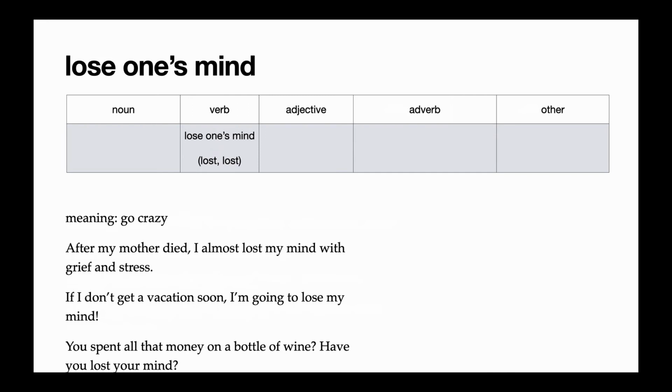Or in the last example, you spend all that money on a bottle of wine. Have you lost your mind? That's very common to say to someone, like, have you lost your mind? Like, are you crazy? And remember that lose is an irregular verb, so the past tense of lose is lost.